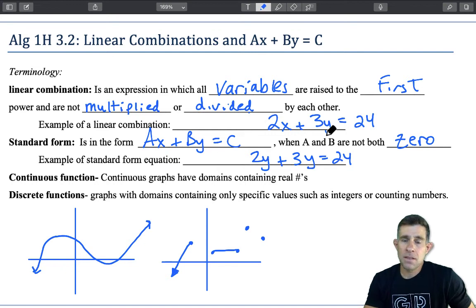We're going to take a look at linear combinations. So it's exactly as it sounds. It's a combination of linear equations. Now there's a few other things that we're going to talk about, and they're introduced to us in our terminology.